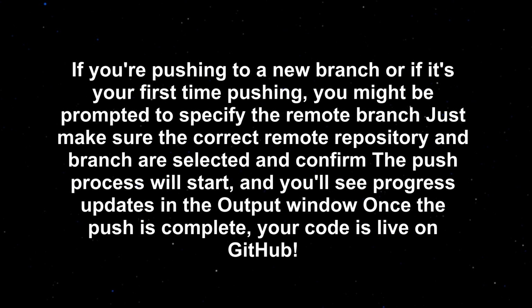If you're pushing to a new branch, or if it's your first time pushing, you might be prompted to specify the remote branch. Just make sure the correct remote repository and branch are selected, and confirm. The push process will start, and you'll see progress updates in the output window. Once the push is complete, your code is live on GitHub.